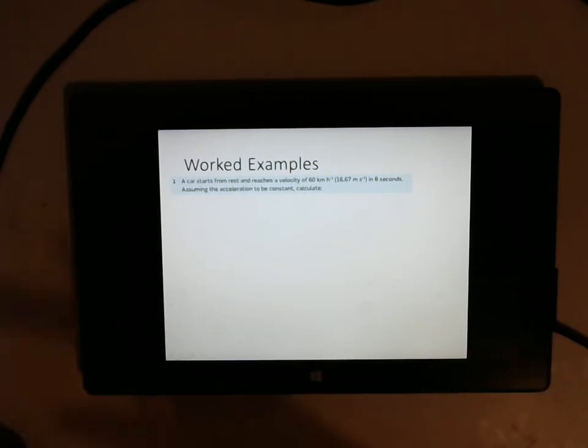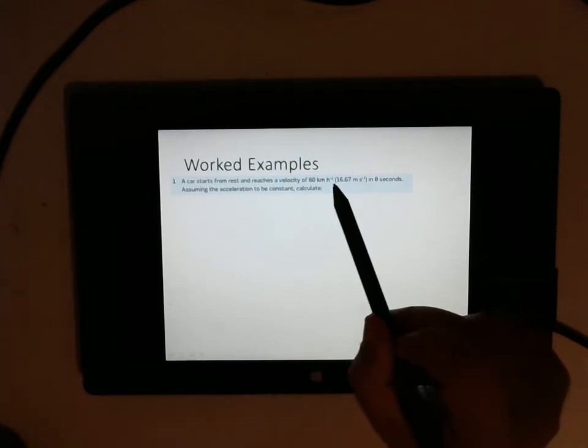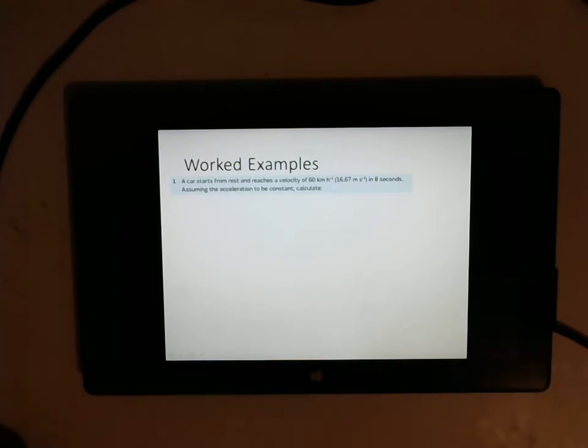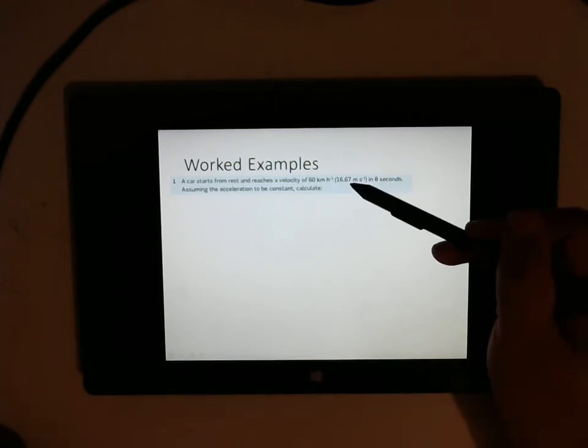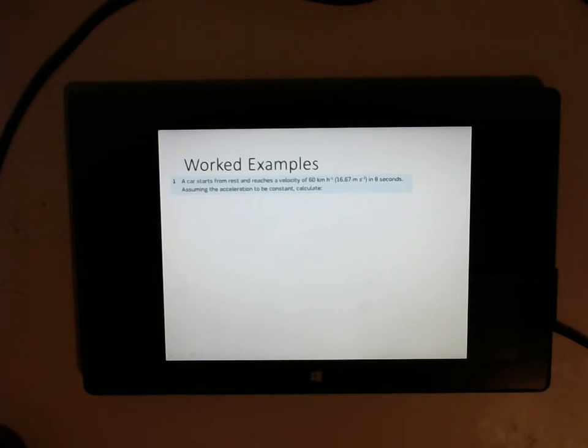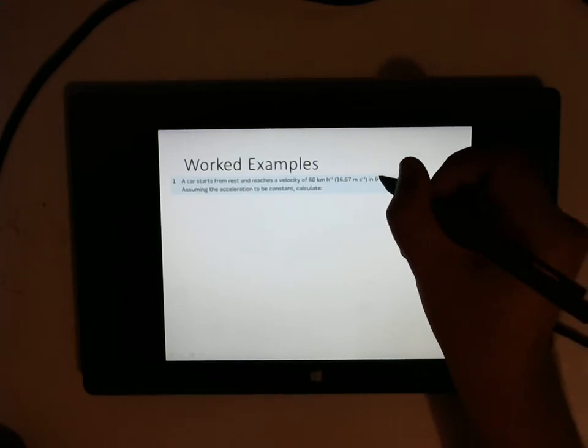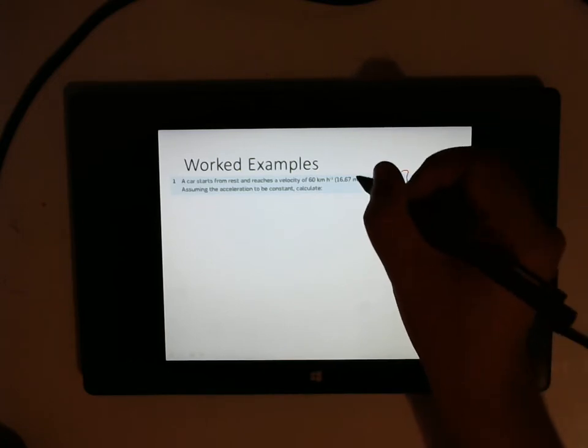So let's have a read of the question. A car starts from rest, reaches a velocity of 60 kilometers per hour. That power of -1 means per hour, which is 16.67 meters per second. Good, they've given us the SI unit there, in 8 seconds. Assuming the acceleration to be constant, calculate, and we'll get to what the calculations are asking for in a second. The first thing I'm going to do here is work out what the question is actually telling me. And generally with this, the big thing in physics is look for the numbers. I have one number here, I have 8 seconds. And I have another number here, 16.67 meters per second.